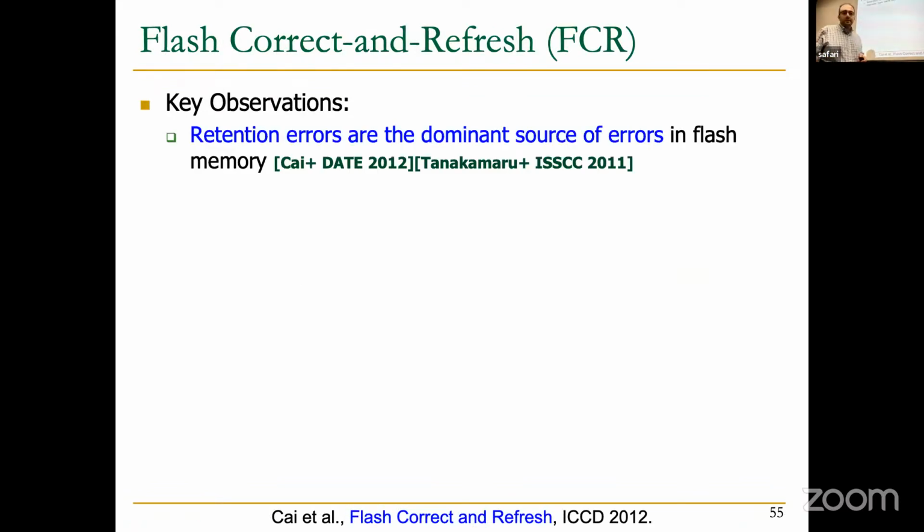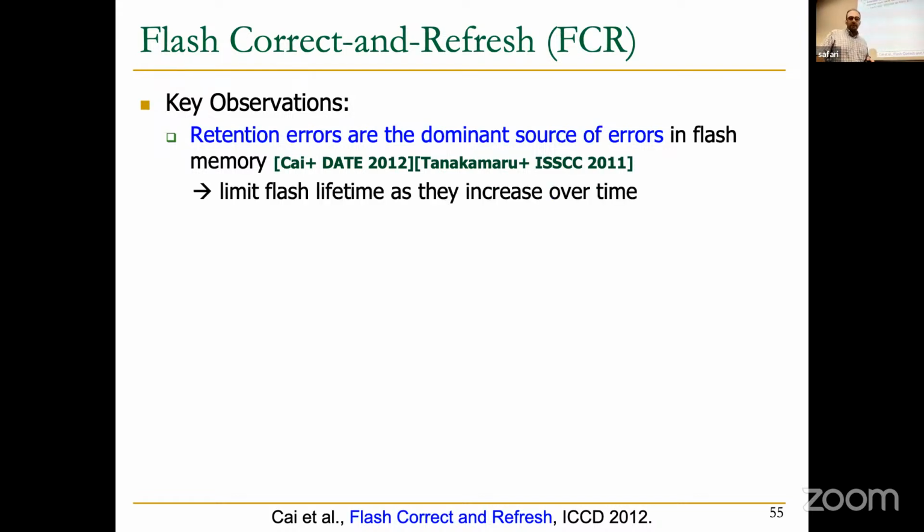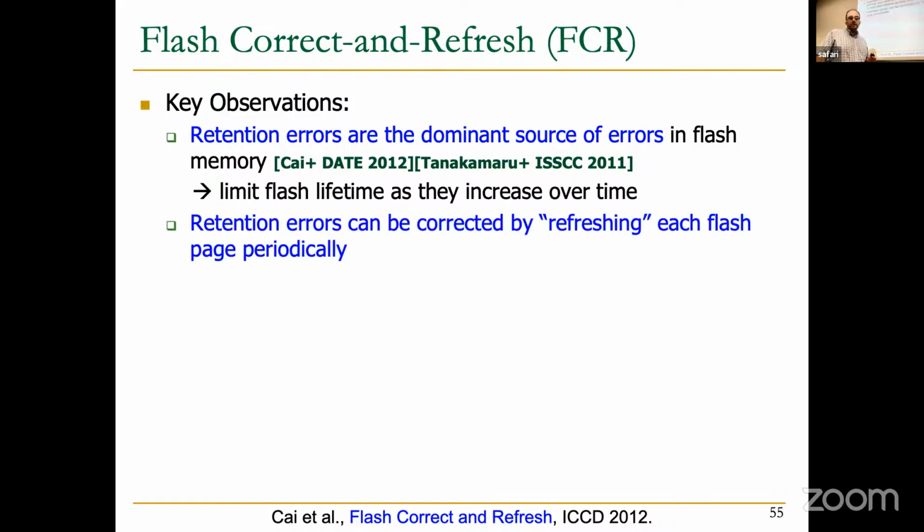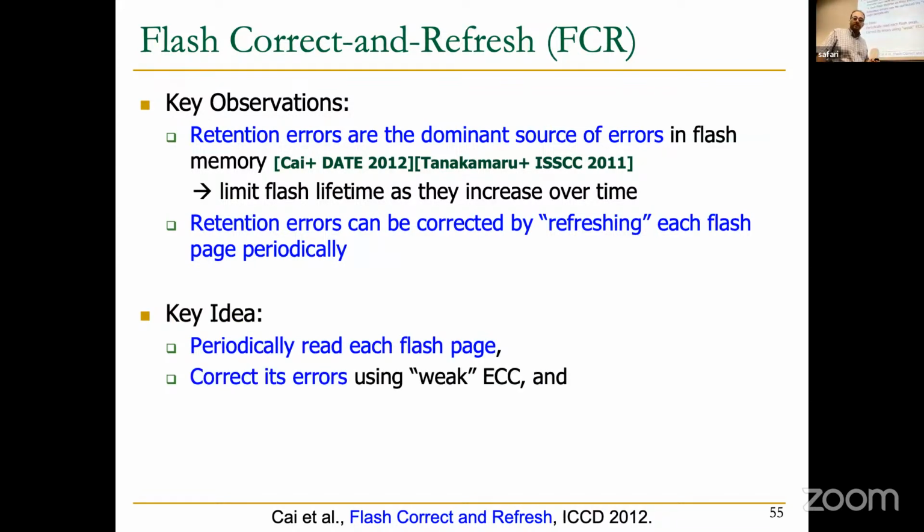So basically, the key observation is that retention errors are the dominant source of errors in flash memory, and that limits flash lifetime as they increase over time. Retention errors can be corrected by refreshing each flash page periodically. The key idea is to periodically read each flash page and correct its errors using a relatively weak ECC. When you have this kind of error correction mechanism, one of the advantages is that you can actually simplify your ECC, which can provide a lot of benefits.